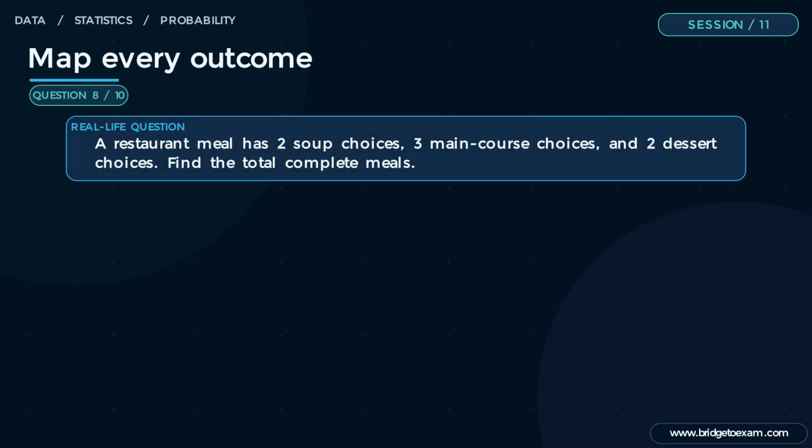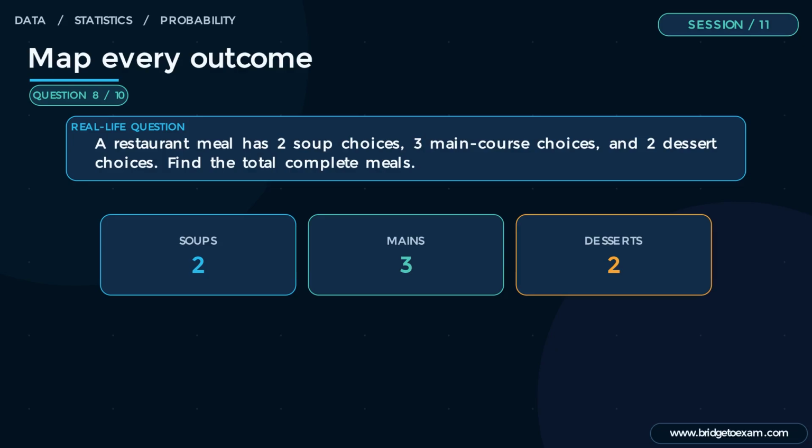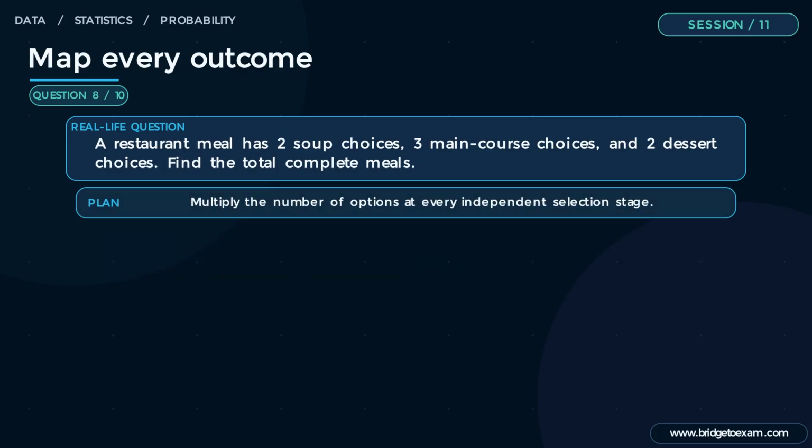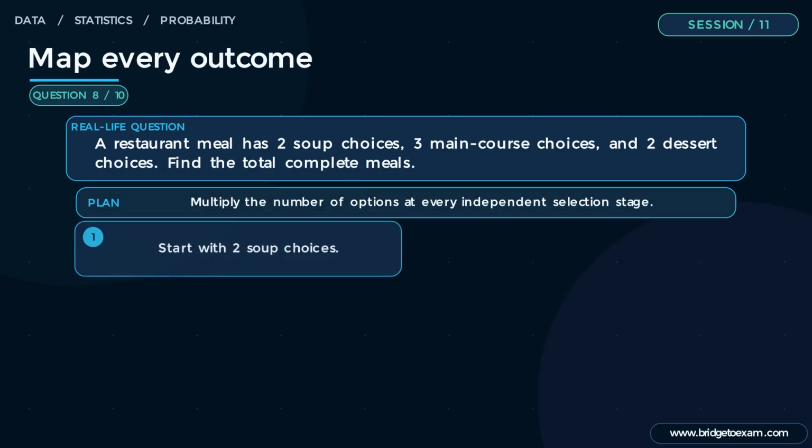Example 8. A restaurant meal has 2 soup choices, 3 main course choices, and 2 dessert choices. Find the total complete meals. The key quantities are organized before the arithmetic begins. Plan. Multiply the number of options at every independent selection stage. Step 1. Start with 2 soup choices.